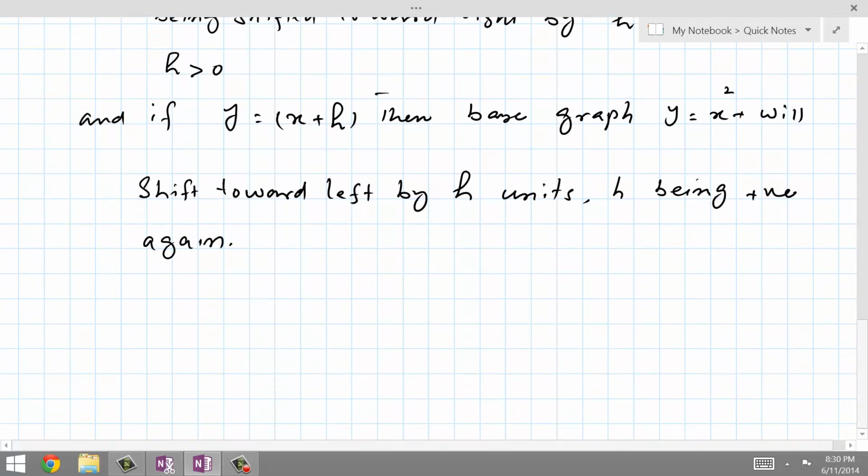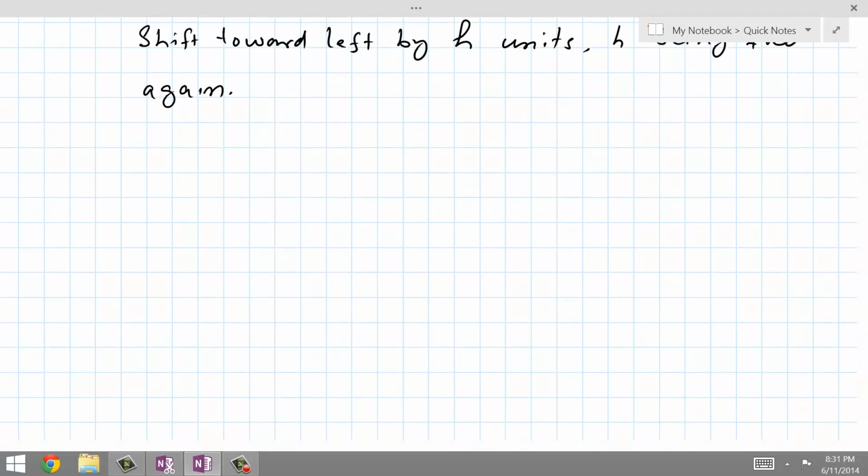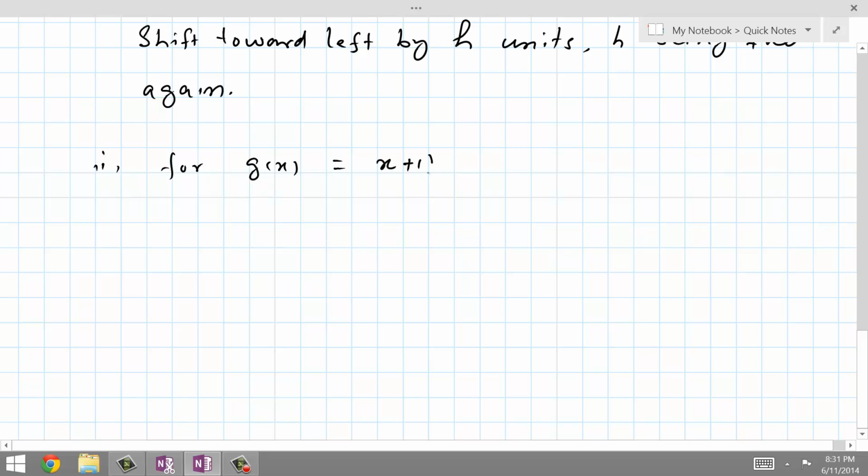We'll now take a look at the elements of the graph, like how it affects the different properties of the graph. For g of x equal to (x plus 1) whole square, let's take a look at the graph, and we know that the shape remains the same. Whether it's a horizontal shift or vertical shift, the shape of the graph doesn't change. So that is for sure.